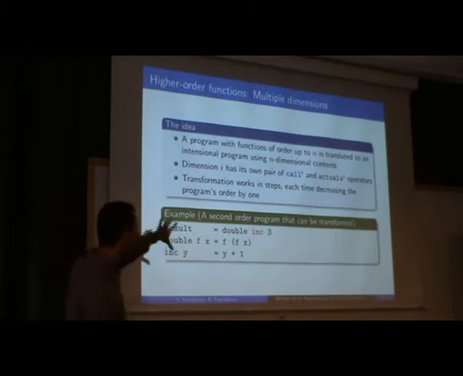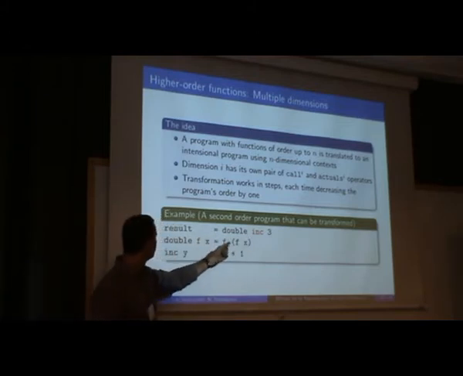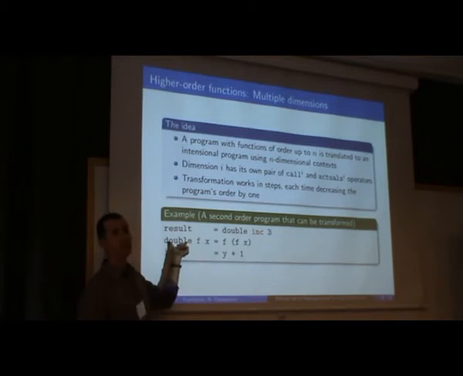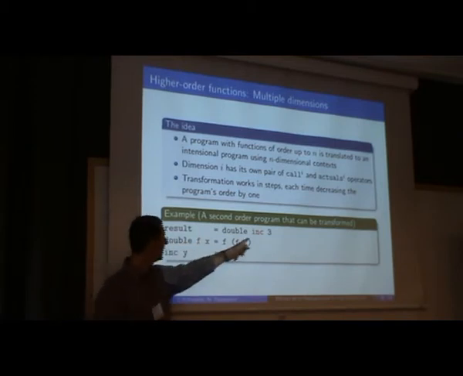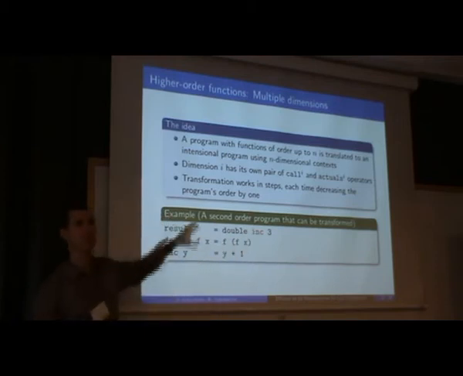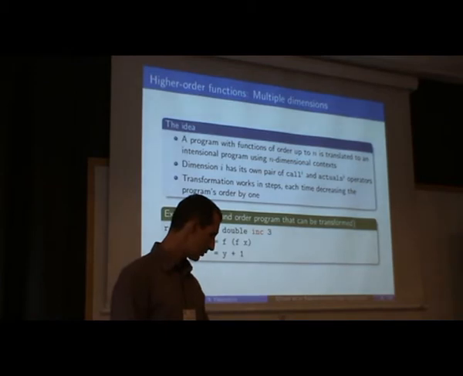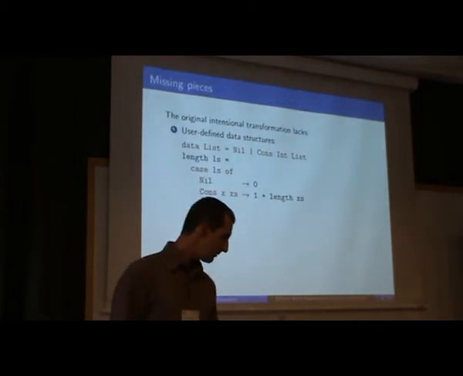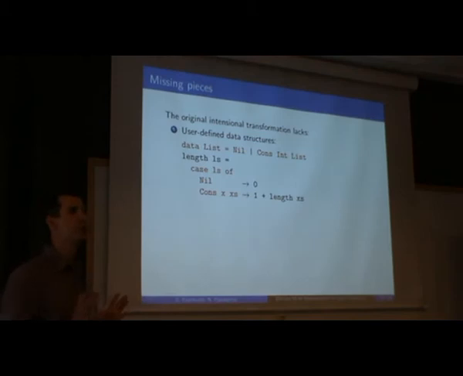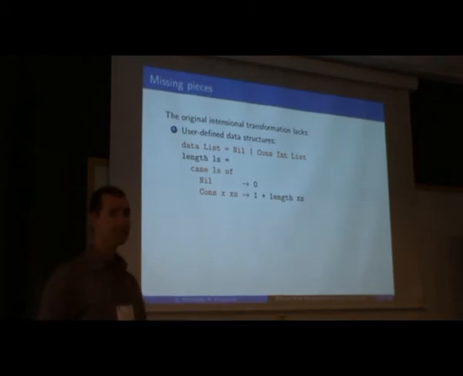So for example, this program, which has a second order function, double, takes a first order function as a parameter, can run with this model and results in what you would normally expect.